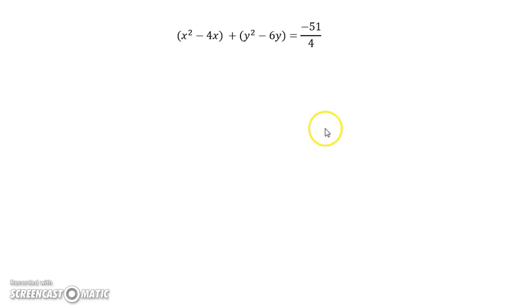And we're actually going to have to use it twice, because we're going to have to complete the square for our x values, and we're also going to have to complete the square for our y values. Because if you remember, the standard form of the equation for a circle has 2 squares.